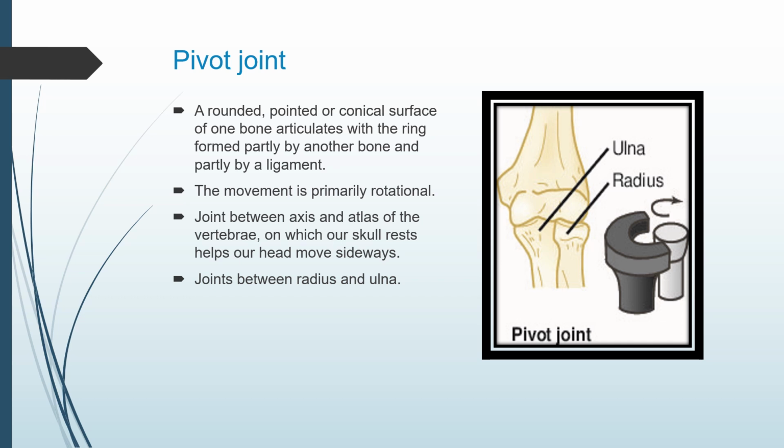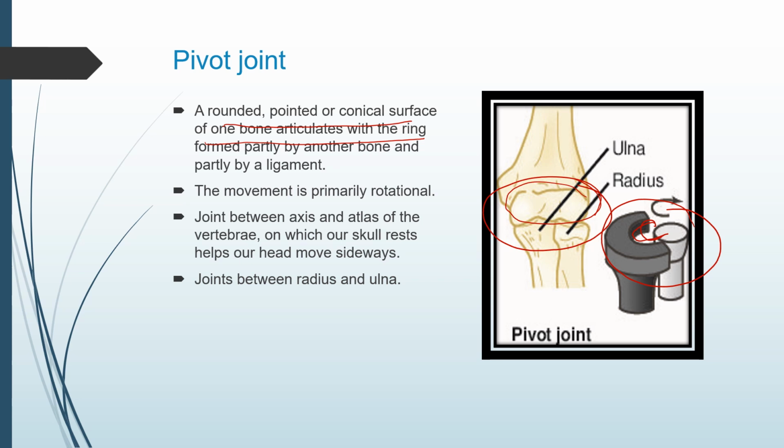So what is a pivot joint? We can say that it is when a rounded, pointed, or conical surface of one bone articulates with a ring formed partly by another bone and partly by a ligament. You can refer to this diagram. You can see that the rounded surface of one bone is held inside a ring and is joined partly by a ligament. So in this joint, one surface is round or pointed, articulating inside a ring-like structure that is bound by a ligament.